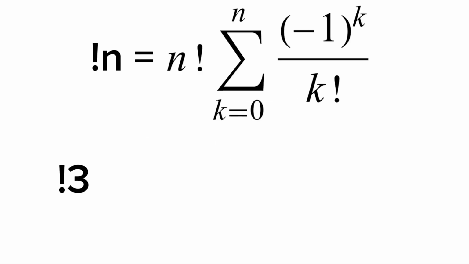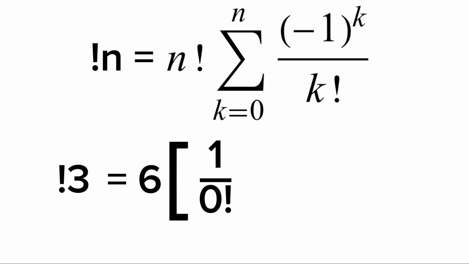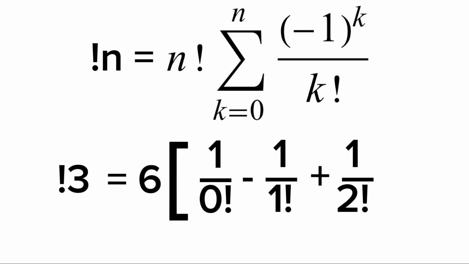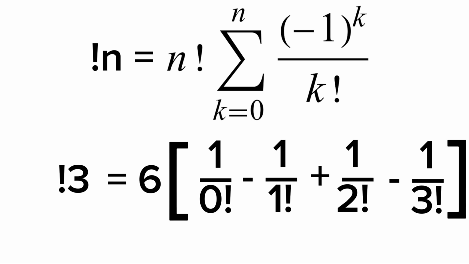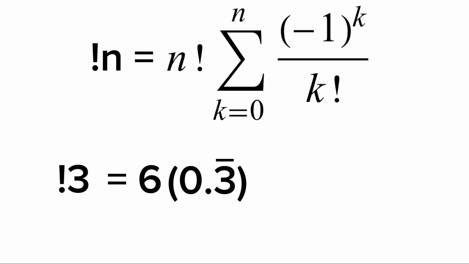But there's a formula. It's this. So 3 subfactorial is equal to 3 factorial, which is 6, times 1 over 0 factorial minus 1 over 1 factorial plus 1 over 2 factorial minus 1 over 3 factorial. That's 6 times 0.3 repeating, or simply 2.